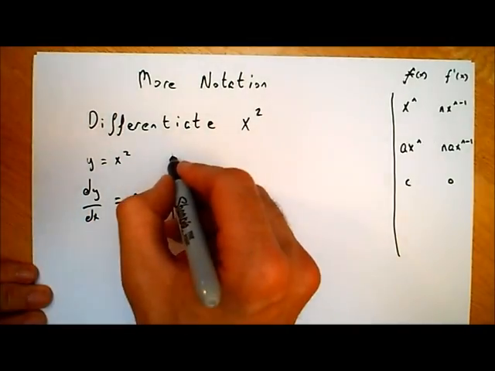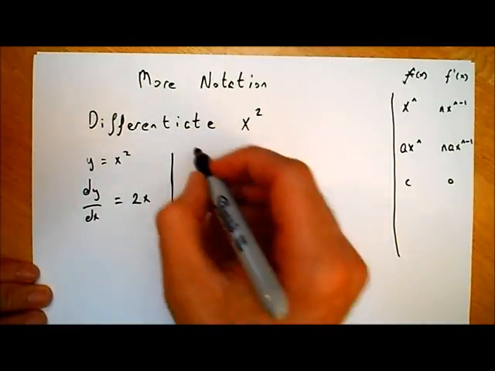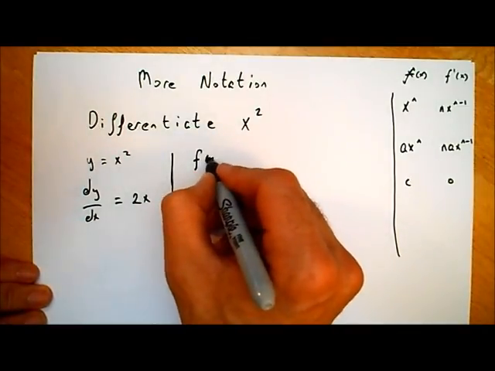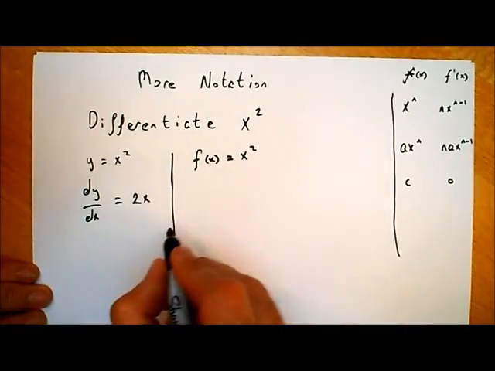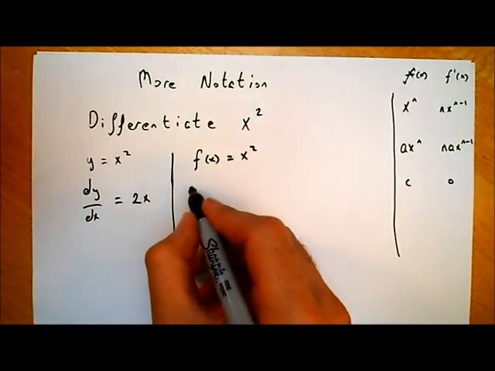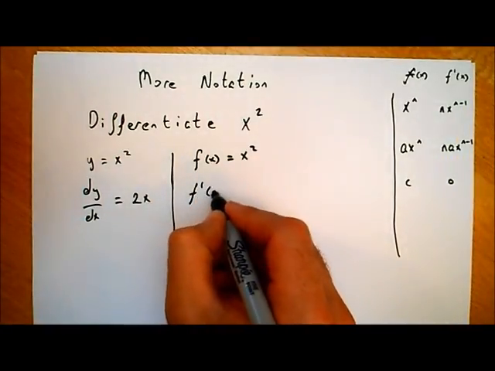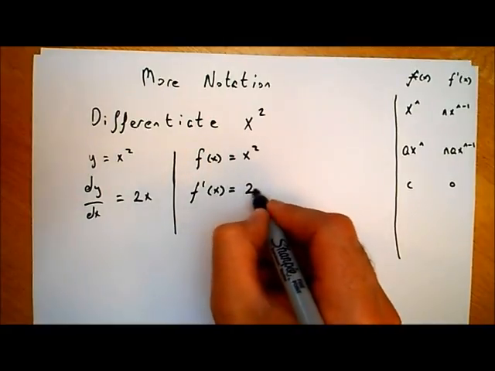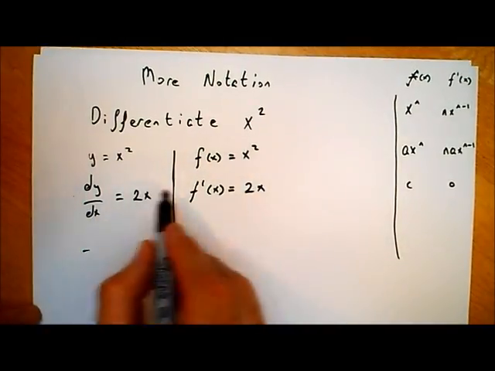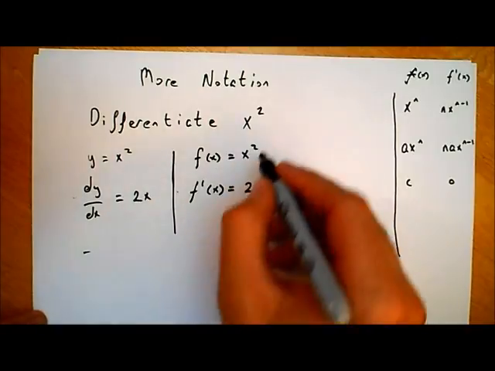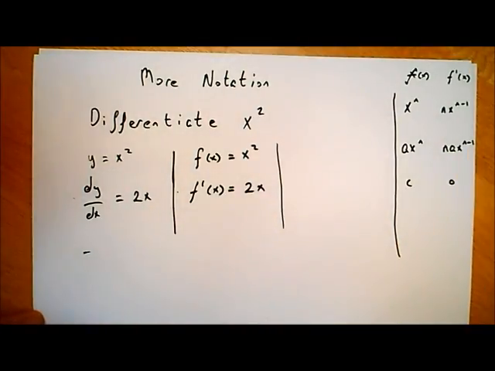The second way I could do that question is, I'm asked to differentiate x squared, so I could write f of x is equal to x squared, and I could use the f dash x notation, so I could write f dash x is equal to 2x. So this here and this here mean exactly the same thing, it's just a different way to write it. It's just some different notation.